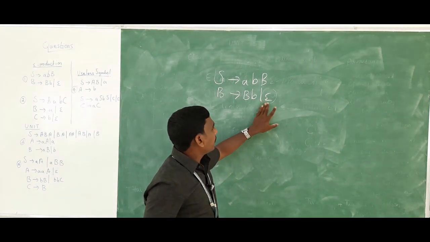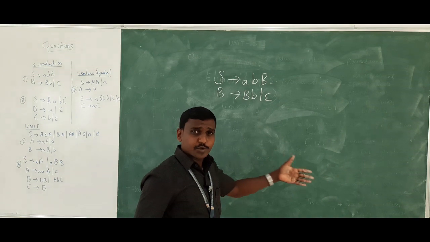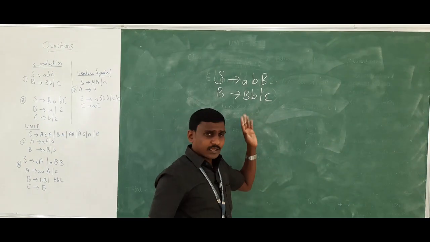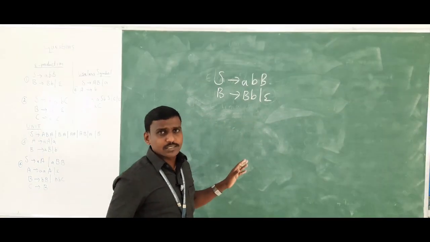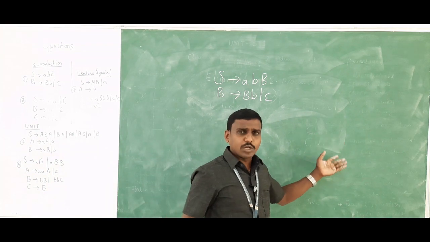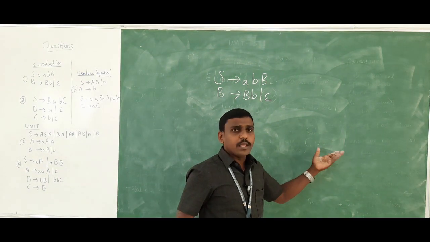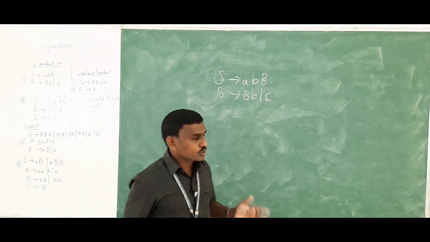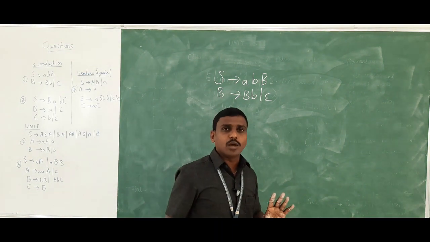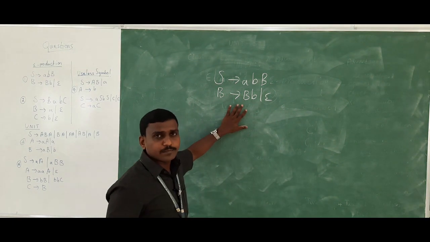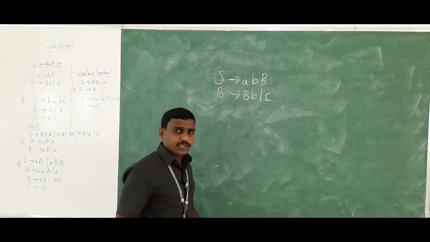Okay, so I want to eliminate this epsilon production. Why? That's what I told you. If the same epsilon production continues in this grammar, I cannot solve some normal forms, that is Chomsky normal form and Greibach normal form, I cannot solve. So I should eliminate the epsilon production from the grammar. How can I eliminate epsilon production?